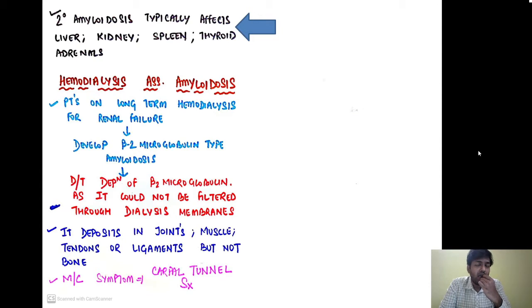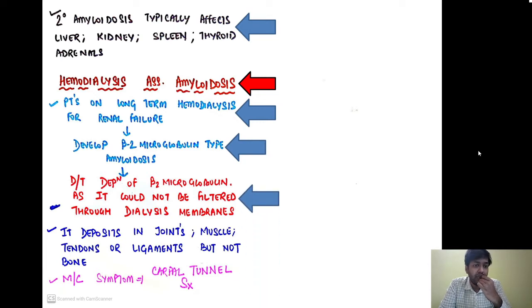Okay, so now we are going to go to the third type of systemic amyloidosis, that is hemodialysis associated amyloidosis. Here remember that patients on long-term hemodialysis for renal failure develop beta-2 microglobulin type of amyloidosis. Now why does this happen? Because of the deposition of beta-2 microglobulin protein, as this protein cannot be filtered through the dialysis membranes, so its levels increase in the circulation and then it deposits extracellularly. It deposits in the joints, muscles, tendons or ligaments, but does not involve the bone. Therefore, the most common symptom is carpal tunnel syndrome.